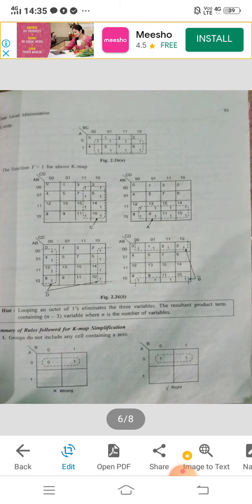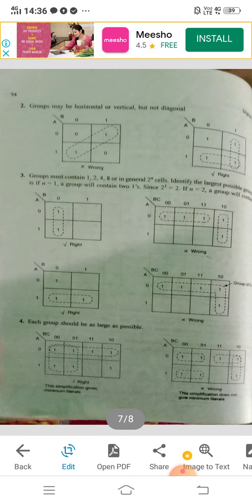Now, a summary of rules followed for K-map simplification. There are some rules. Groups don't include any cell containing a 0. Yes, 0 should not be there in any group. See the first numerical, it's wrong, 0 1. Second, it's right, 1 1. Next, groups may be horizontal or vertical, but not diagonal. The first is the wrong method, the diagonal method. The second is the right method, horizontal and vertical.